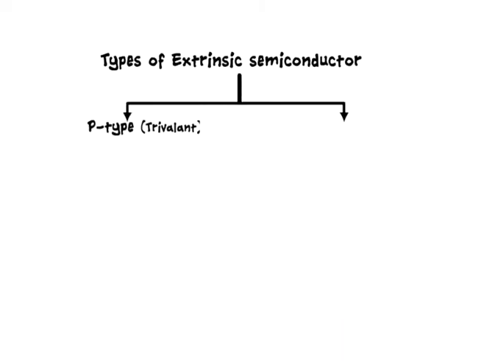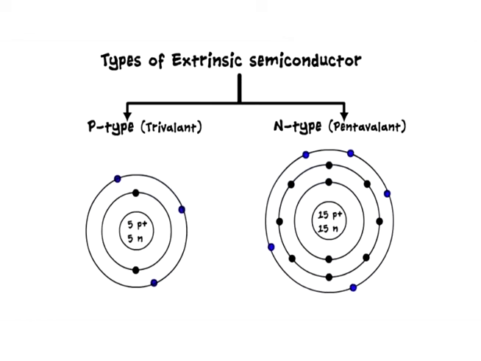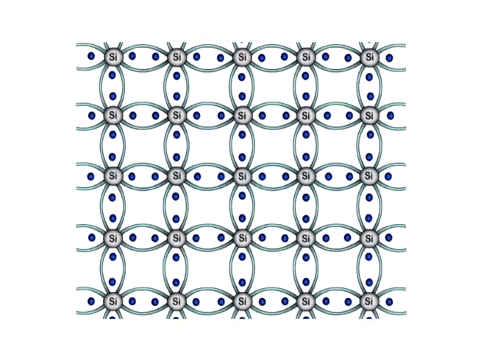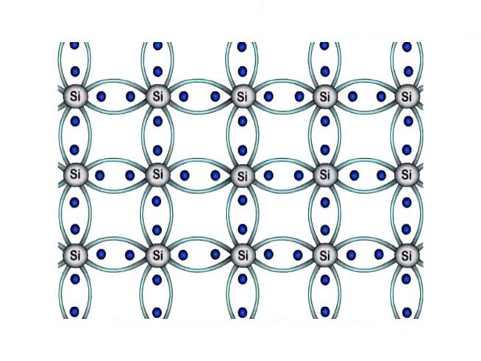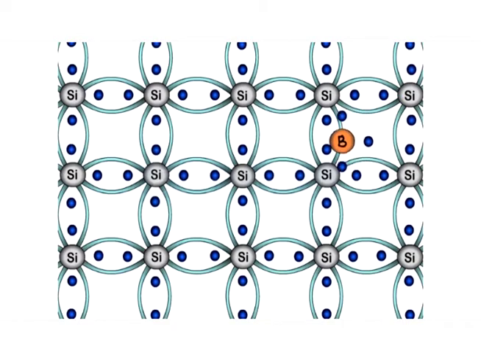Extrinsic semiconductors are further subdivided into p-type or trivalent and n-type or pentavalent. On the left, we have 3 electrons orbiting in the outermost shell of an atom. It is called trivalent. And on the other atom, we have 5 electrons and it is called pentavalent. Common examples of trivalents are boron, gallium, and indium, and those of pentavalent are phosphorus, arsenic, and antimony. The process of adding impurities to a semiconductor is called doping, and the impurities are called dopants.